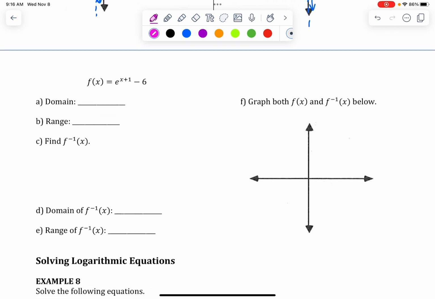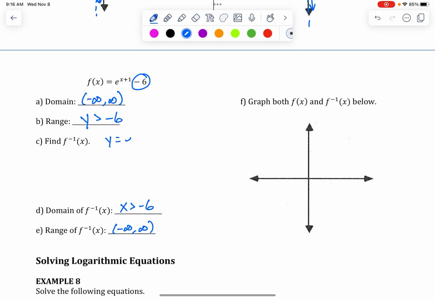And so, again, if you think about our exponential functions from the previous section, we know the domain is all real numbers. And then this -6 means the graph is gonna shift down 6. So our range is gonna be greater than -6, all right? And so, of course, you'll have an asymptote there, etc. Just quickly moving to D and E, the domain then becomes x is greater than -6, and the range is all real numbers, right? We're just going to reverse them. And then we can find the inverse.